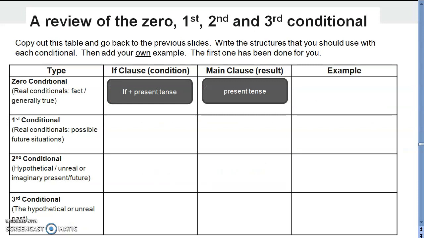So to review the first, second and third conditional, pause the video and copy out this table. Go back at the earlier slides and think about the structures you should use with each conditional. Then add your own example. Make it personal. A sentence that is about you or your life, you can remember it far better than if you have a sentence that I give you. So please, pause the video now and complete the table.